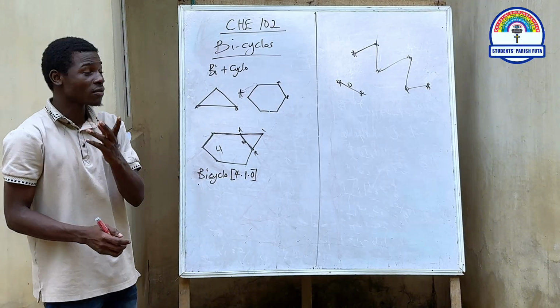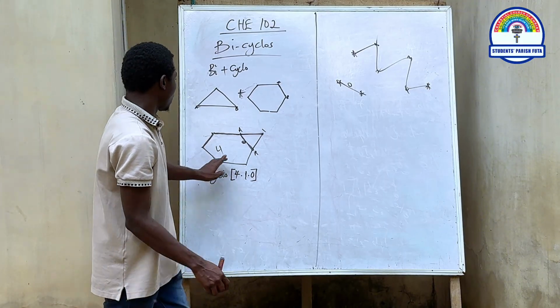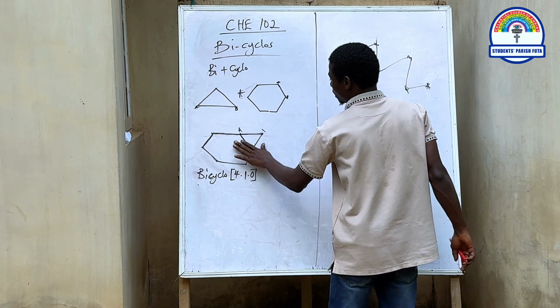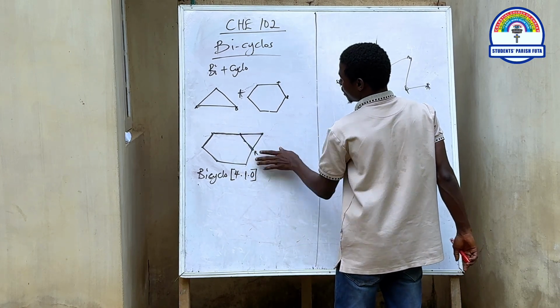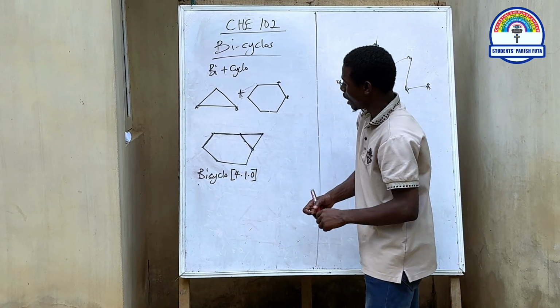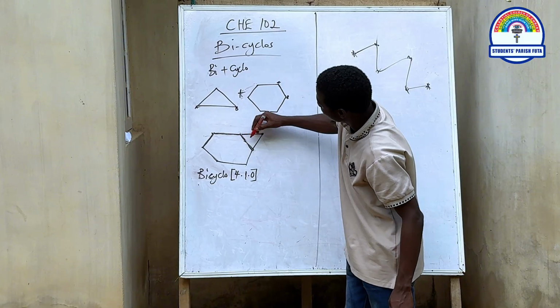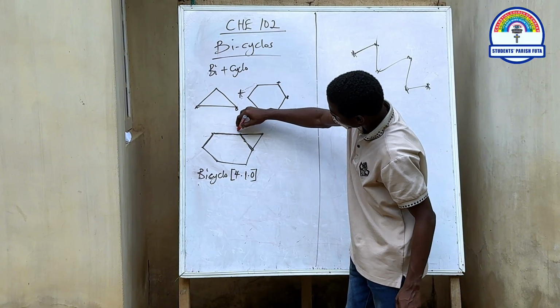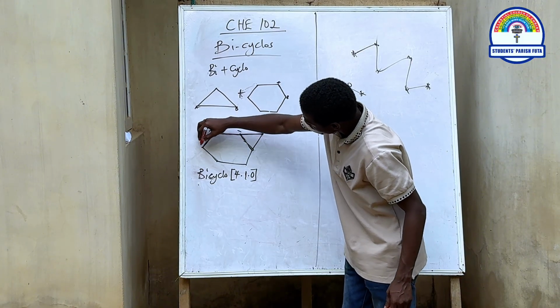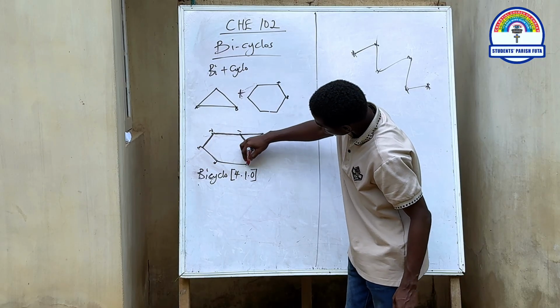So you have to count the total number of carbon atoms you have. Let's count the total number of carbon atoms. So permit me to clean this 4.1.0 and this A, so that it won't confuse us. So how many carbon atoms do we have? Let's start from this top. I have 1, 2, 3, 4, 5.